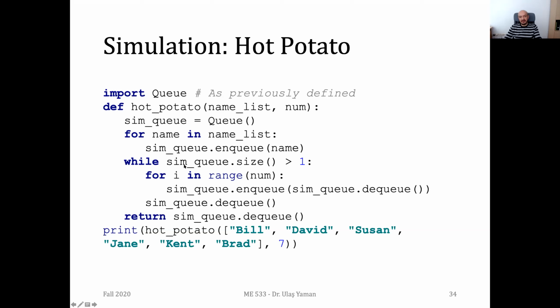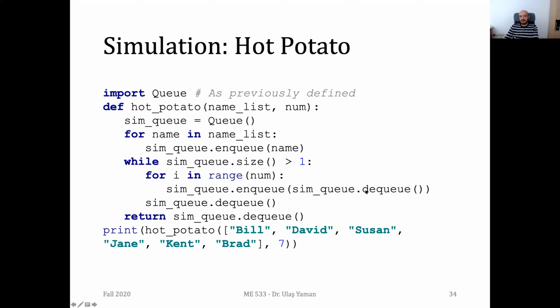If the size of the queue is larger than 1, that means we have more than 1 child in the queue. If that's the case, then we can play the game here. So what we do, for the given number of operations, we do some removing and adding operations. As you see, we have 2 operations inside each other.